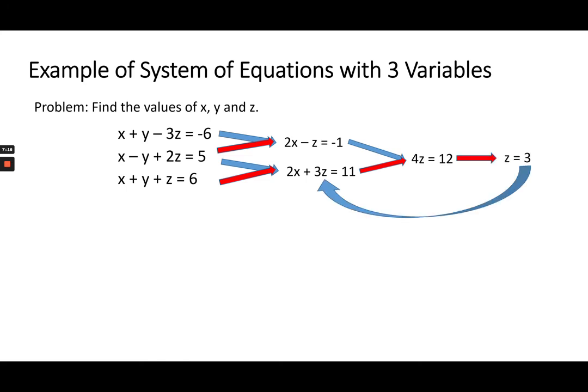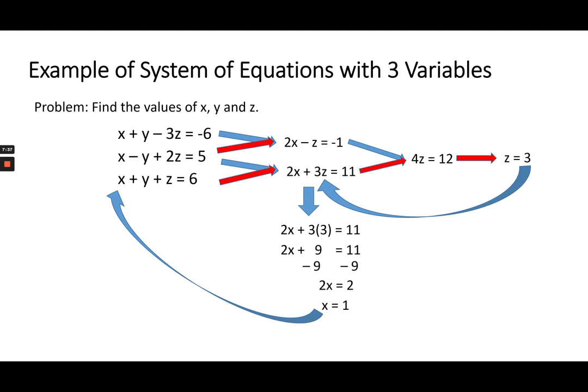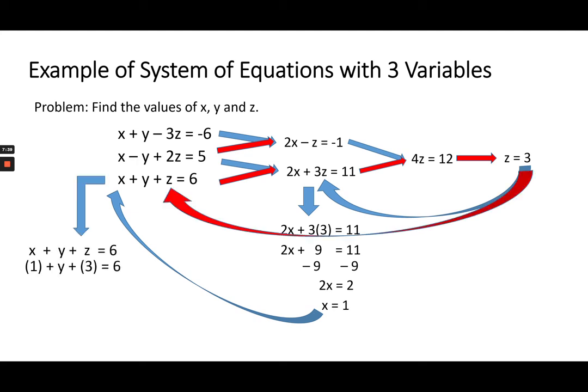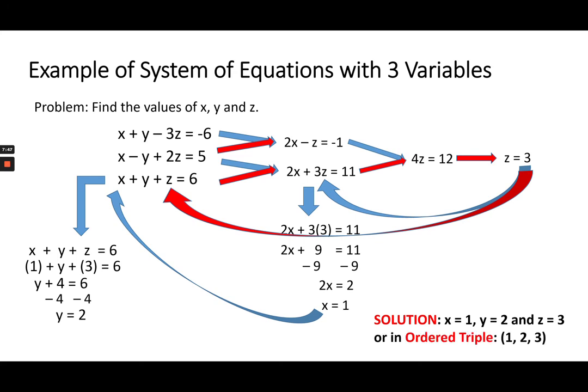After that, you substitute your first variable into one of the 2 new equations and find your second variable by substitution. After finding your second variable, you go back further to your original equation and substitute your first found variable and your second found variable to find your last, third variable. After that, you can write your solution, and you could also write it in ordered triple form. And that's it. Thank you.